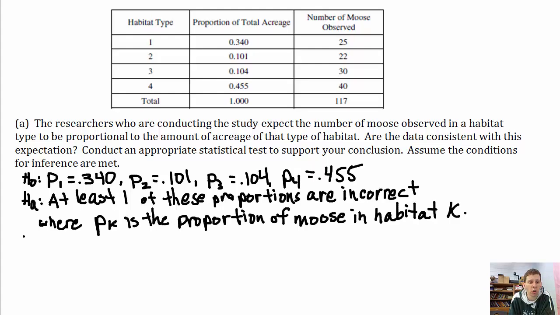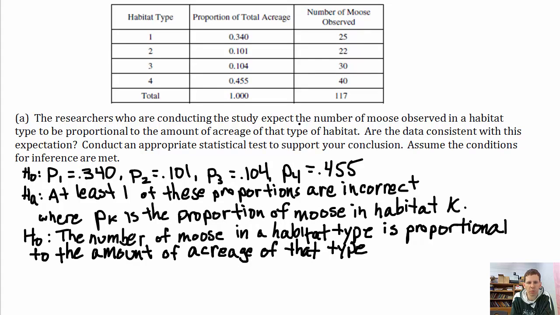I think you could also word the hypotheses in terms of the question, so you could say for the null hypothesis, the number of moose observed in a habitat is proportional to the amount of acreage of that type of habitat. No change, which means that we're basically plagiarizing this statement right here. The alternative hypothesis is going to be the negation of this statement, which would be the number of moose in a habitat type is not proportional to the amount of acreage of that type.